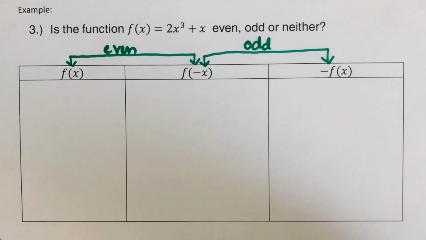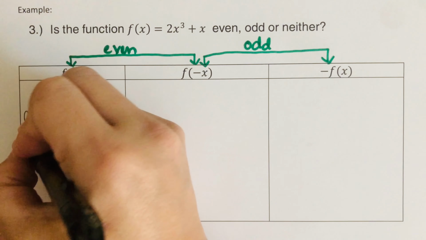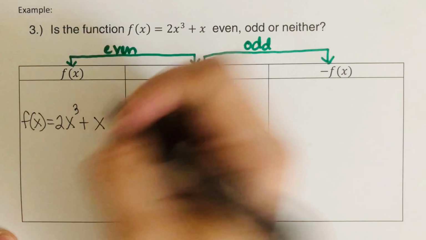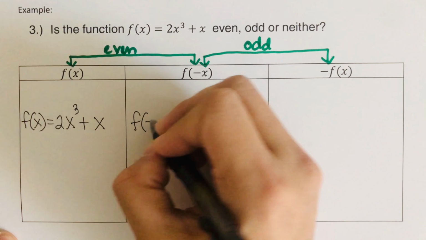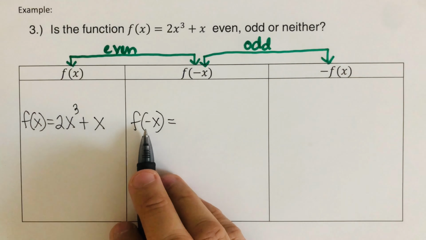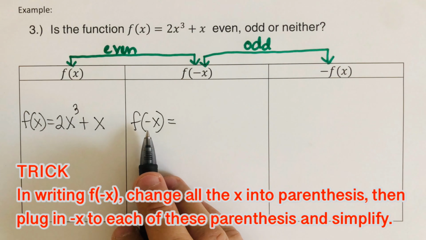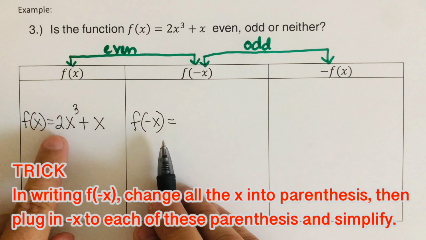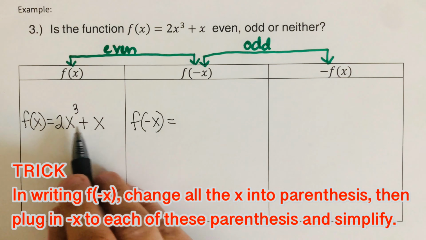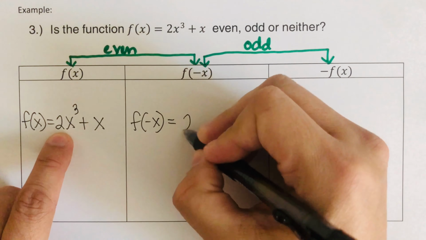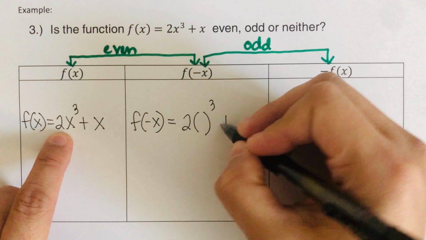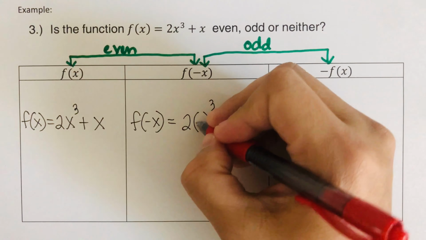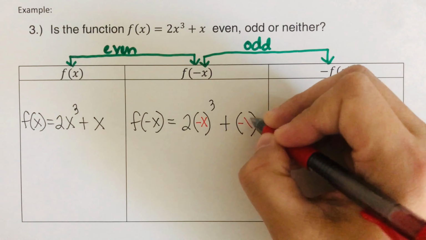So then we go ahead and write this f of x. The f of x here is 2x cubed plus x. Then we're ready to determine the f of negative x. Again, the trick in order to write the f of negative x is to change all the x into a parentheses, then plug in a negative x to each of these parentheses and simplify. So I'm going to rewrite this, but this time around, I will change the x's into a parentheses. So that would be 2 parentheses cubed plus parentheses. The one that I put inside the parentheses would be the negative x. So I will plug in negative x here and negative x here.